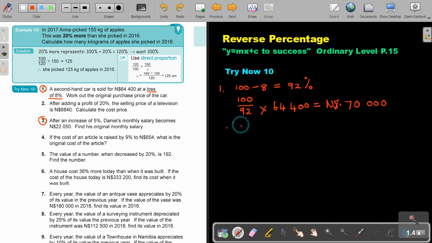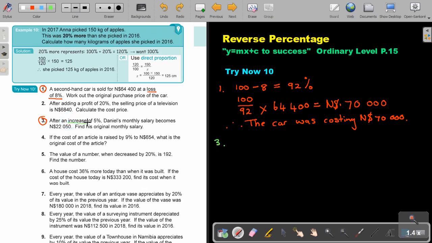So therefore, work out the original purchase price of the car. The car was costing, and now I'm going to write it nice, so don't make a gap there. 70, you can make a gap there. Okay, 70,000. Okay, let's do number 3.